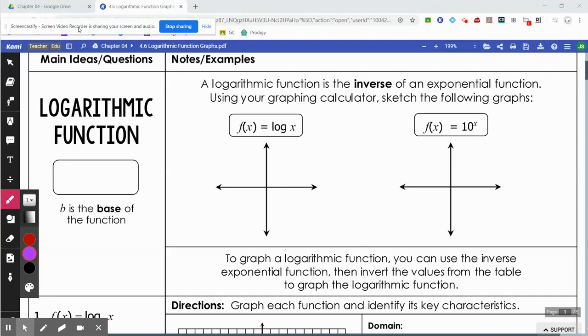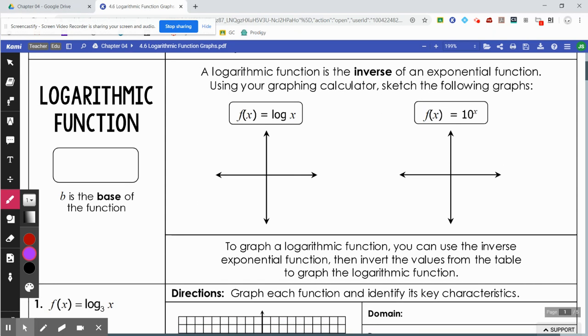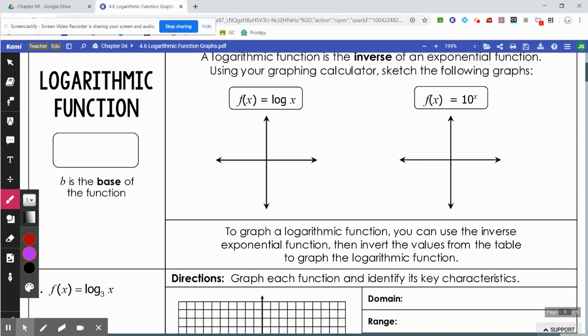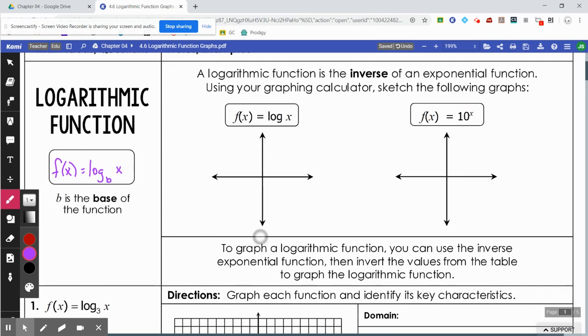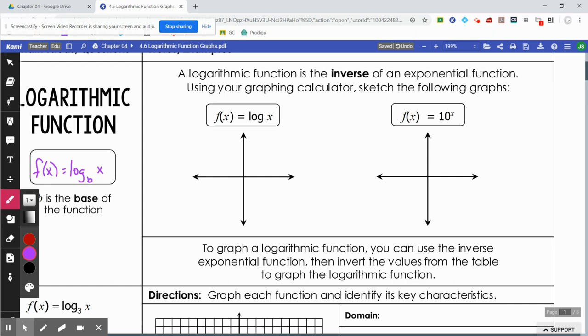Okay, we're going to be talking about logarithmic functions, the graphs in this section. And it says, first off, let's start out with the basic logarithmic function: f of x is equal to log base b of x, where b is the base of the function. It says here a logarithmic function is the inverse of an exponential function. Now let's again explain what we mean by that.